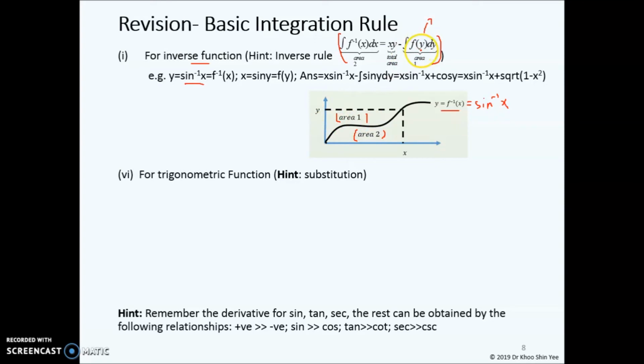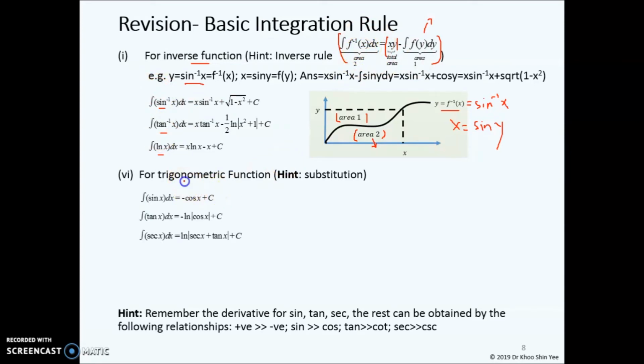So this can be done much more easily, where you let x equal to sine y, and then you integrate this part. So the total area is xy. So total area minus your area 1, you should get the area 2, which is what you want to solve. This is the example. So if you found inverse function like this, you can integrate it using this inverse rule.